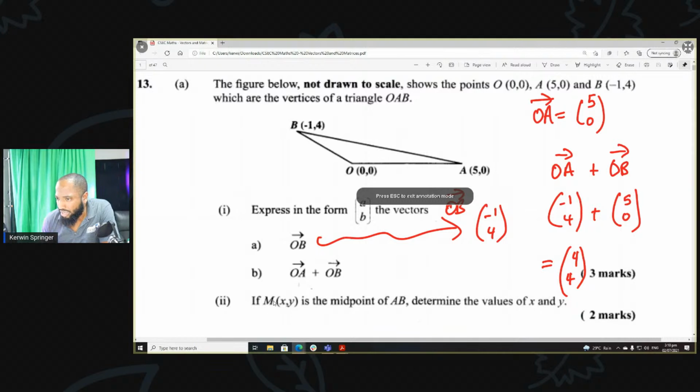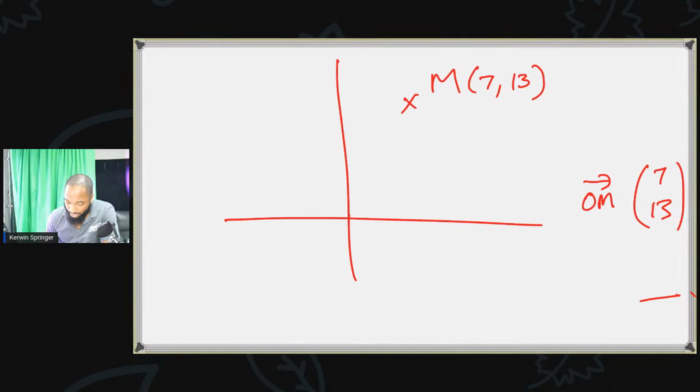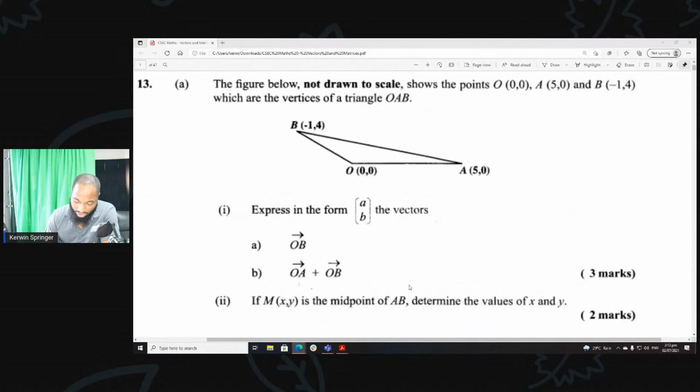It's real simple. If M is the midpoint of AB, you need to find AB and find the midpoint. A few ways we can do that. We can just straight up use the midpoint formula if we feel coordinate geometry-ish. Or we find the midpoint.